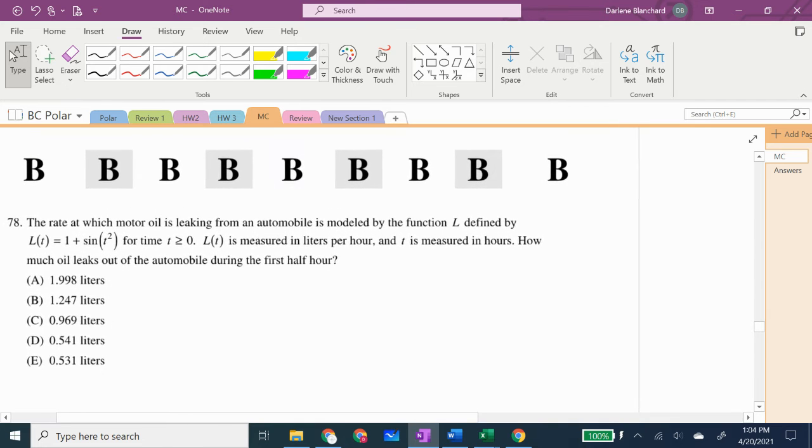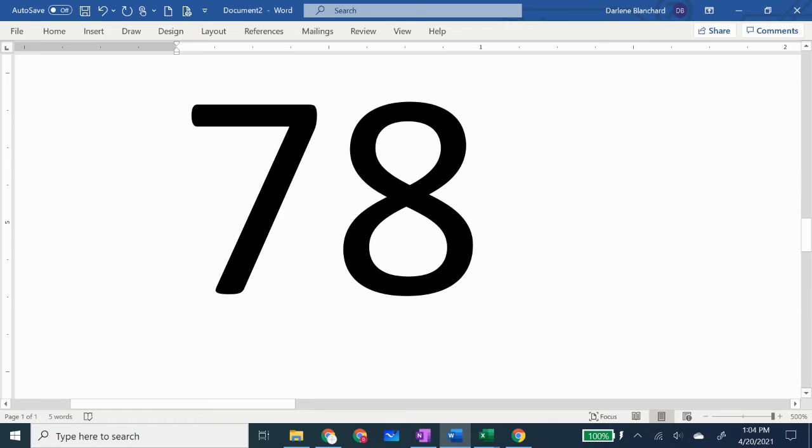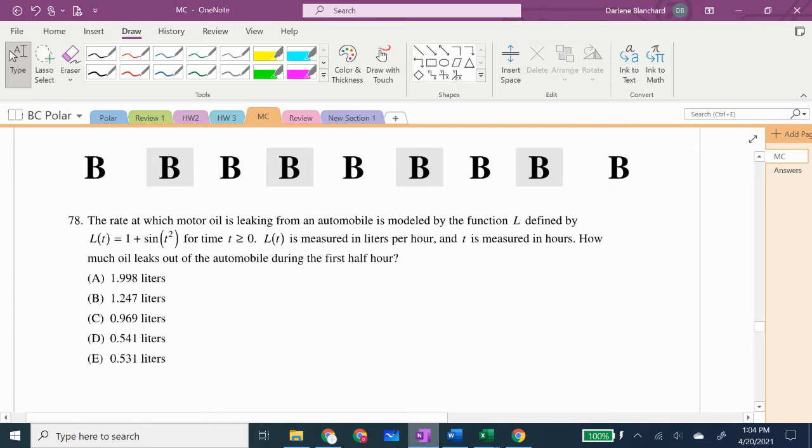Okay, for number 78, let's highlight. 78. For number 78, we want to know how much oil leaks out of the automobile in the first half hour. We are given the function for the rate at which it leaks. Now, I'll tell you the mistake that I made just a minute ago when I looked at this. I thought, during the first half hour, that's time 0 to time 30. But I found that I got a huge number, and that's definitely not fitting this.